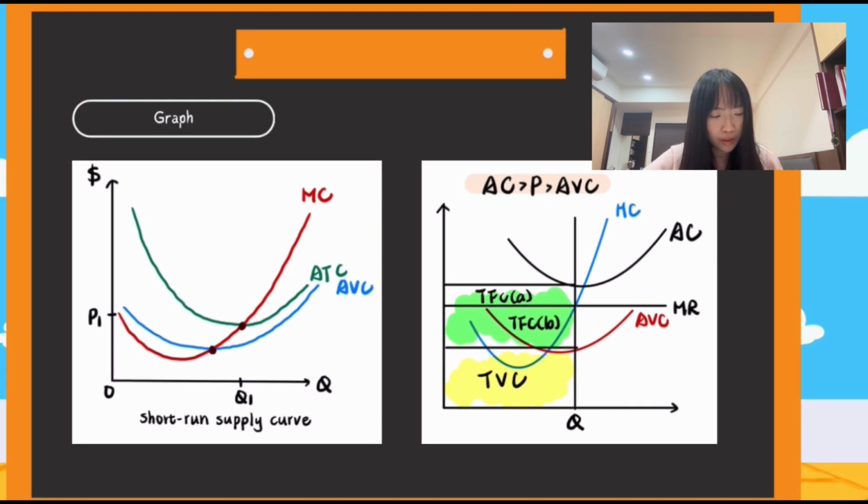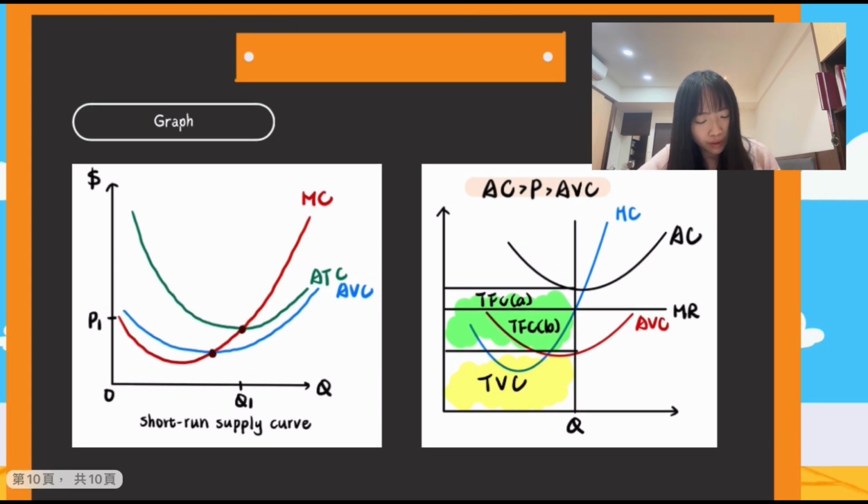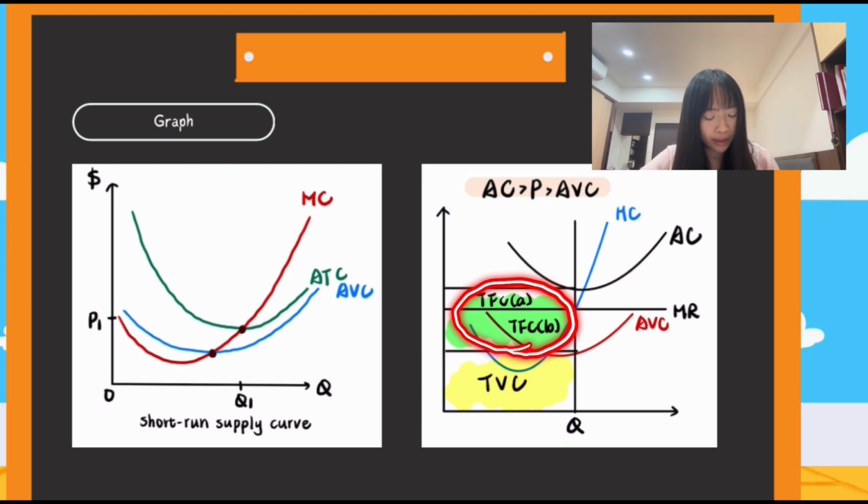If the firm is still producing goods, the loss is the A green area of total fixed cost. But if the firm stops producing goods, its loss will be A and B, the whole green area of total fixed cost. So we can know, above all, we cannot shut down, but continue producing goods.